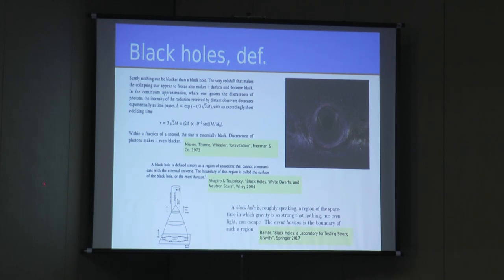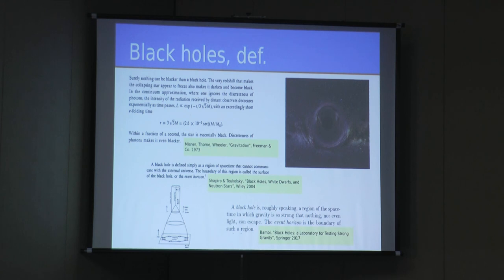Okay, then I will present here three definitions of black holes, just to illustrate. The first one is an old one. It says, surely nothing can be blacker than a black hole. The very redshift that makes the collapsing star appear to freeze also makes it darken and become black. In the continuum approximation, where one ignores the discreteness of photons, the intensity of the radiation received by the standard observers decreases exponentially as time passes.